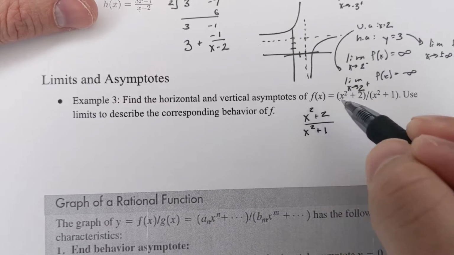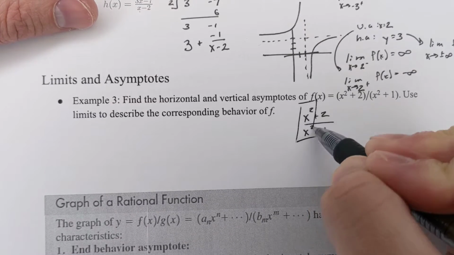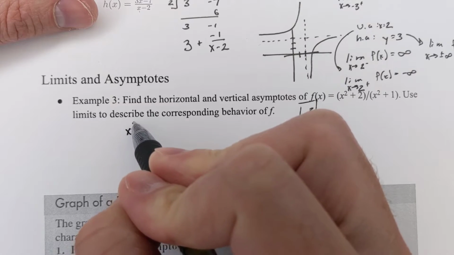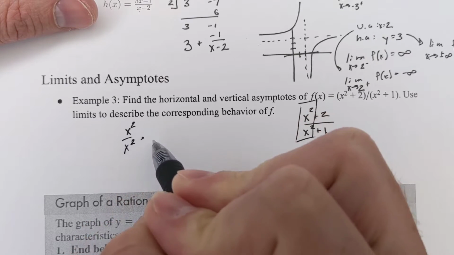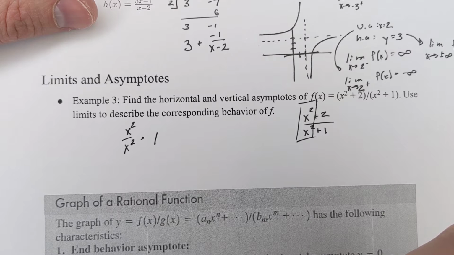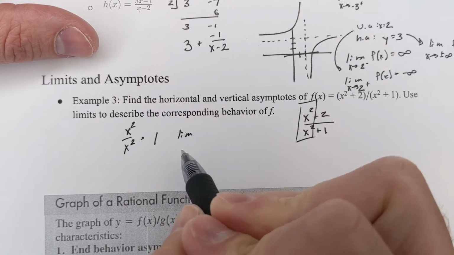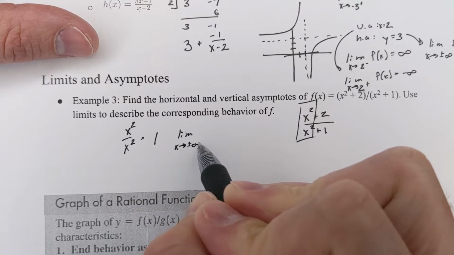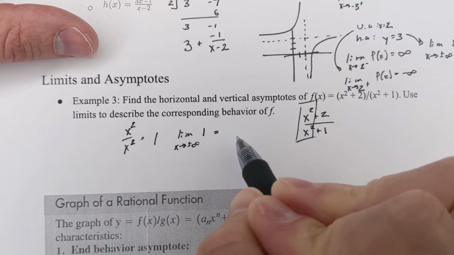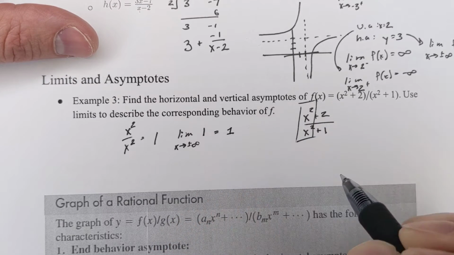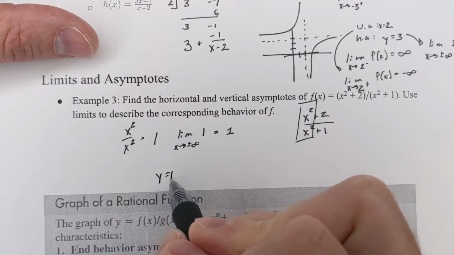So you actually just look at the lead terms. So I'm going to only worry about these guys. So x squared over x squared. That reduces to 1. So what I want to do is I want to take the limit as x approaches positive negative infinity of 1. Well, since there's no place to plug into, that's just 1. So that's my horizontal asymptote at y equals 1.